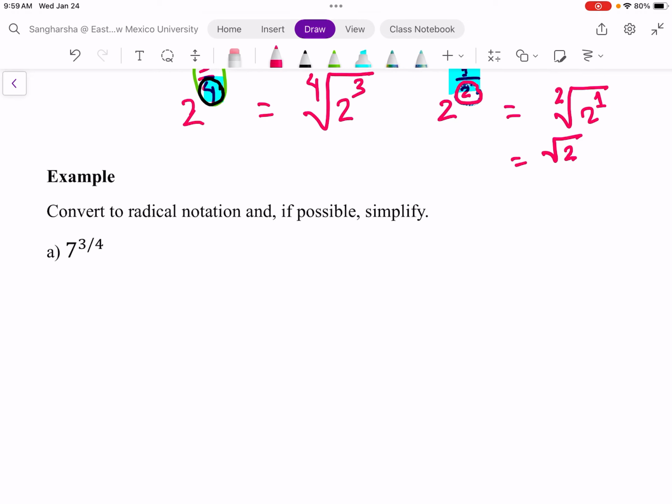Here it tells us to convert to radical notation, so we need to rewrite using a radical sign. We're going to have a radical sign. Now what is the index here? The index is the denominator of the exponent, which is 4. So 4 is the index, and the remaining, we are left with 7 to the power 3. This is our radicand. 7 to the power 3 is the radicand.